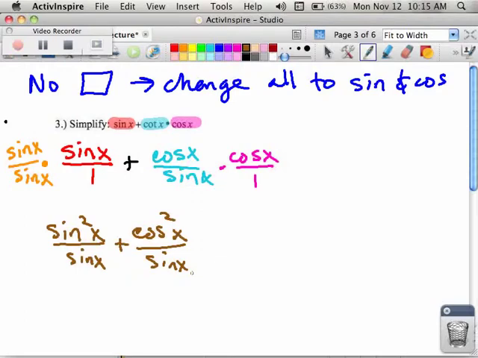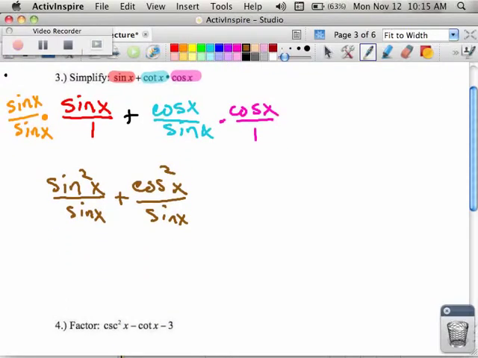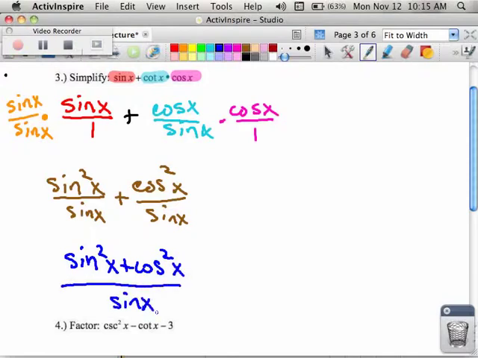Do you notice how now they have a common denominator? When fractions have a common denominator, you can put them together. So now I can write this as one fraction. I can write it as the sine squared of x plus the cosine squared of x all over the sine of x. In the numerator, that is the most famous trig identity. Sam? 1. It is 1.